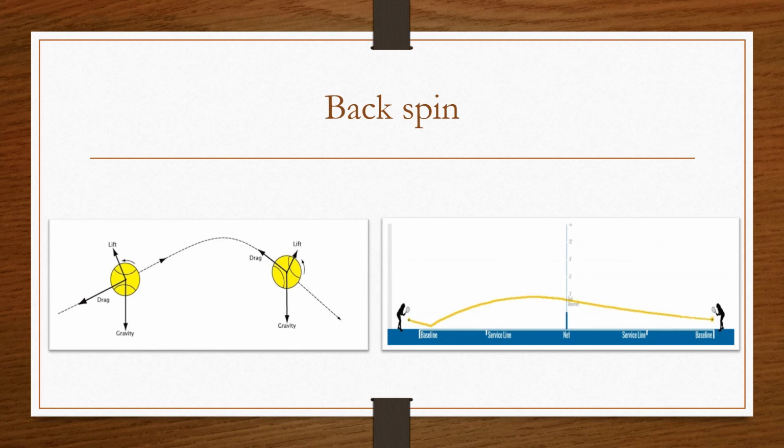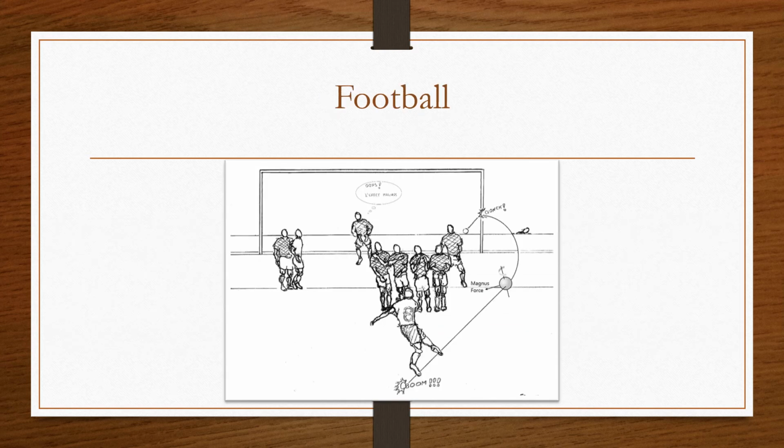Another technique is the backspin, where we spin the ball in the opposite direction, which will result in a positive lift keeping the ball over the net. The result is that the ball takes longer to reach the opponent, providing the defender more time to get back to position. These techniques are also used in football as well.